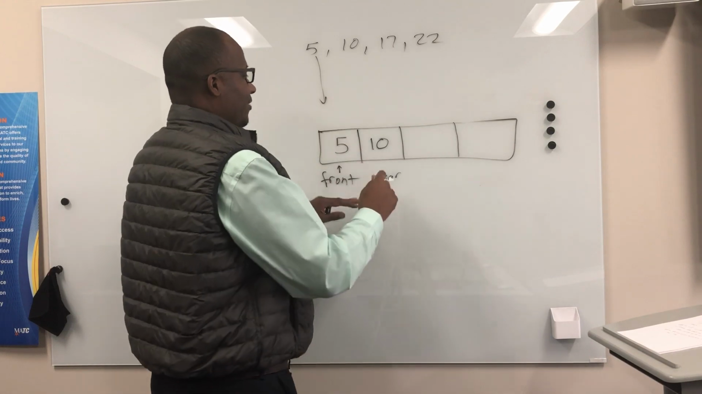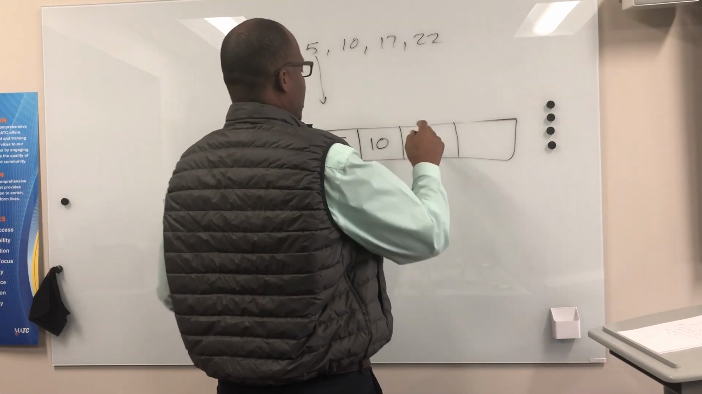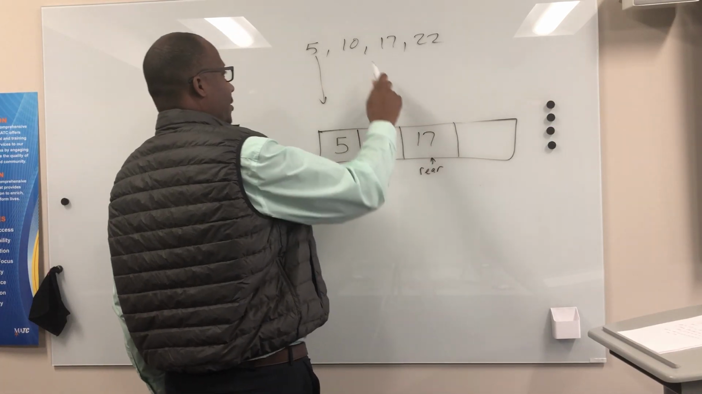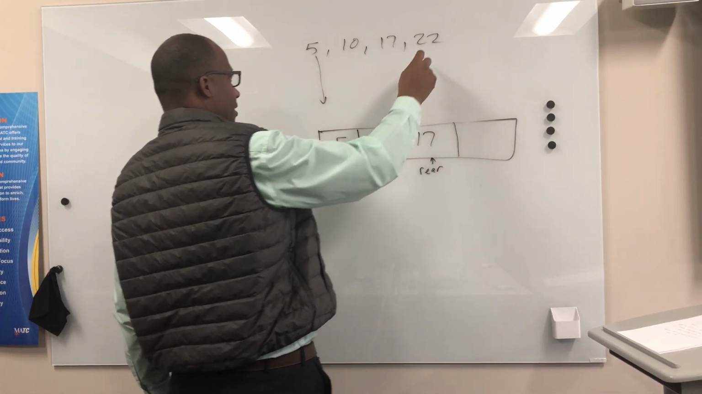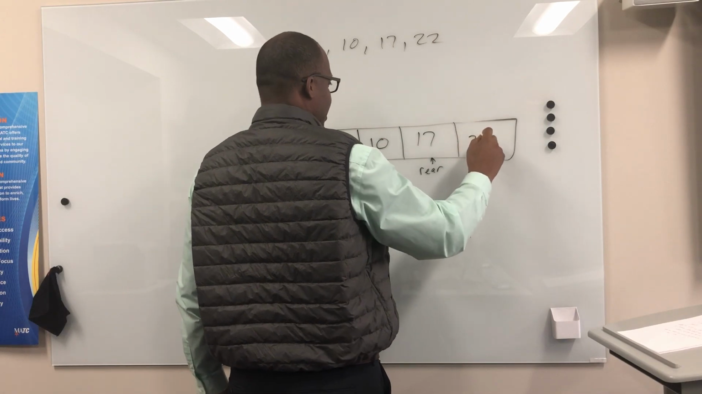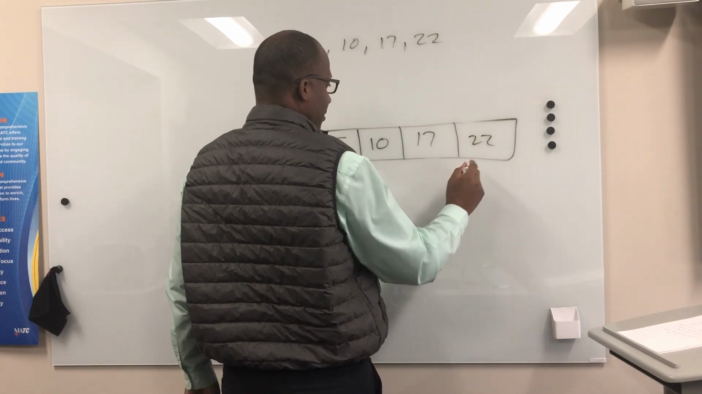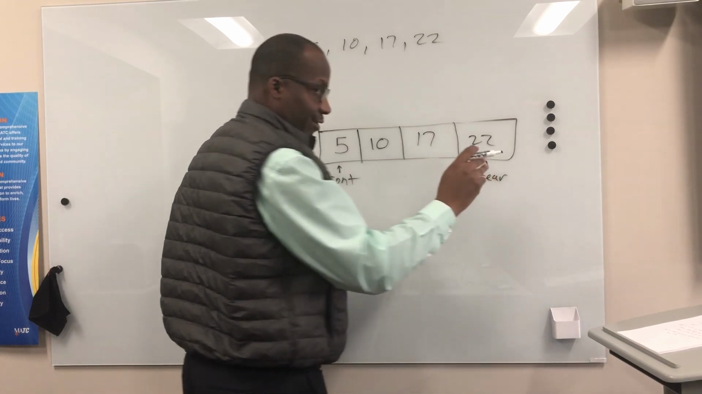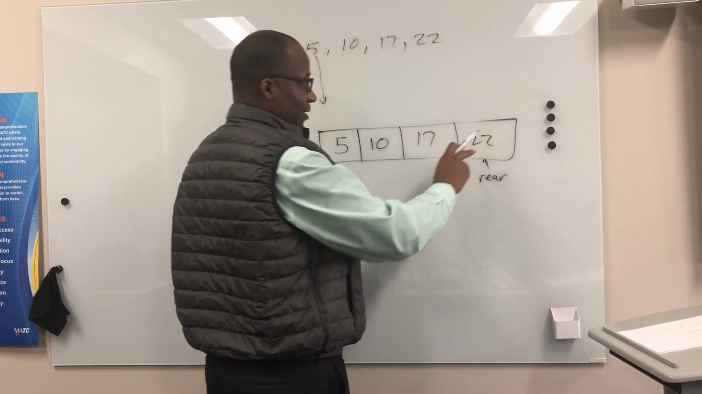If we were to add 17, 17 would now be the rear. 5 is still the front. And if we added 22, now we point our rear pointer to the rear element, which is 22.